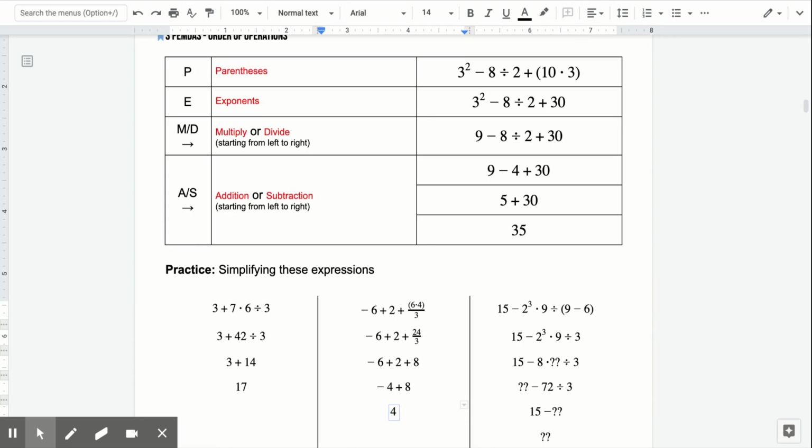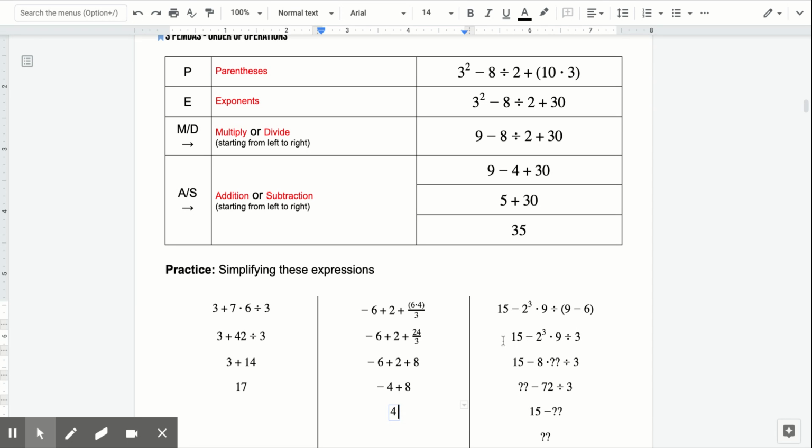One more problem. Okay, right here, they're getting longer. Did you notice that? So we went from easy to the hard one. Okay, so starting here, we always start off with parentheses. So simplify what is inside the parentheses. So 9 minus 6 gives us our answer of 3.